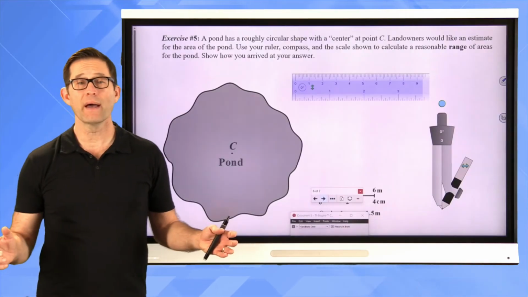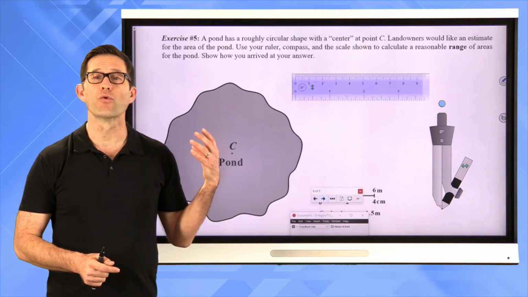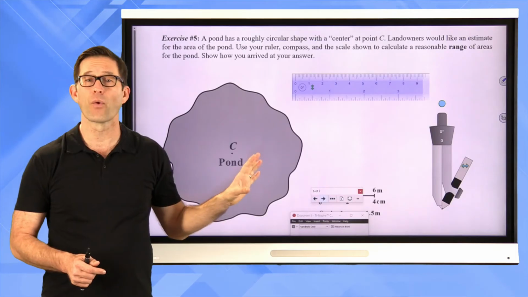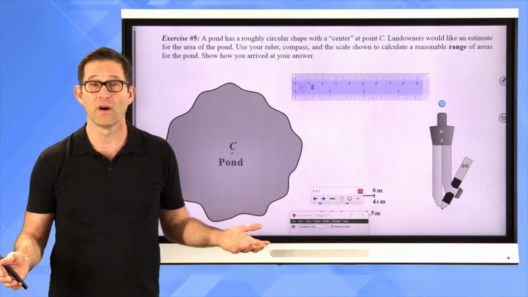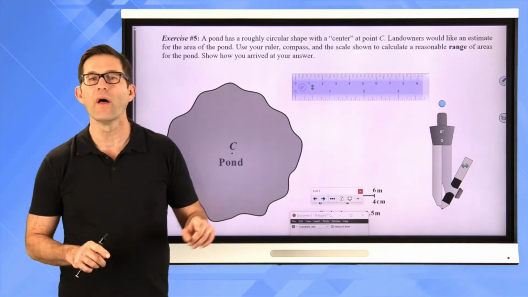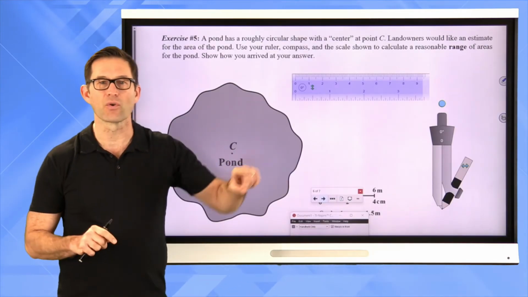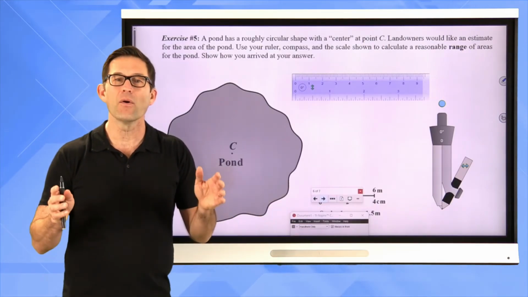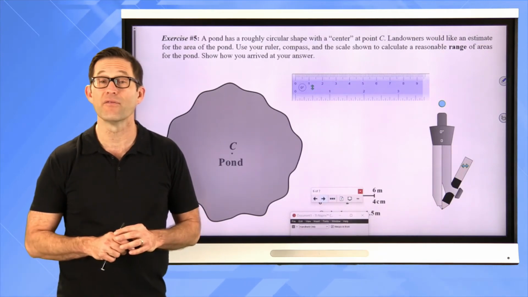All right, so imagine that you're a water resource engineer or something like that. We want to get a range of areas that are reasonable for this pond. And it's roughly circular, but it's not circular. Now, what would be cool is to find the largest circle that fits within the pond and find the smallest circle that goes all the way around the pond. And those two circles should then give us a good sense for the area of the pond.